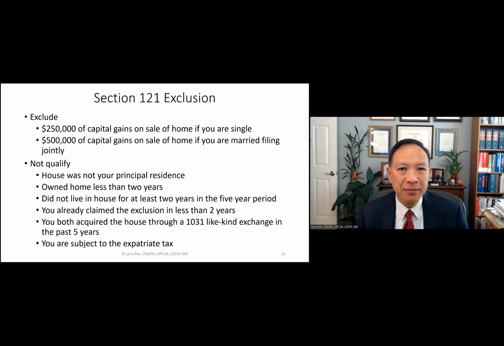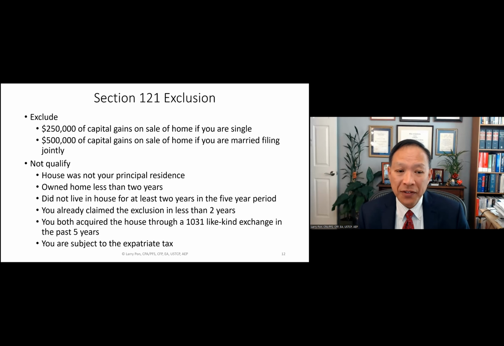However, if the gain is more than $500,000, then there will be a taxable capital gain. And that's where you need to do some tax planning, such as should we harvest losses in our portfolio? What other tax planning can we do to help lower the tax bill?